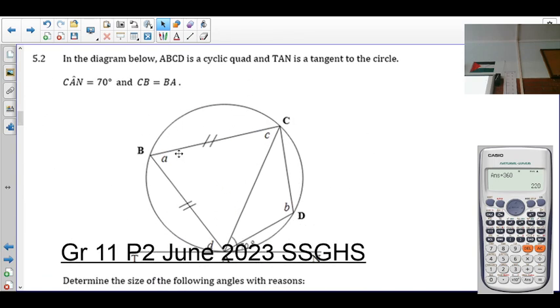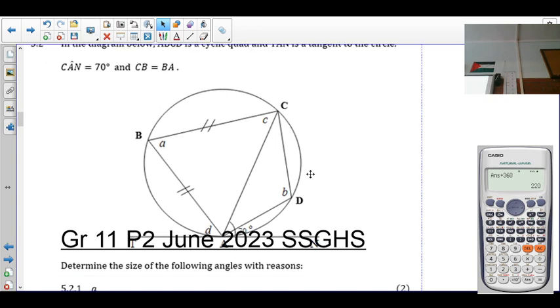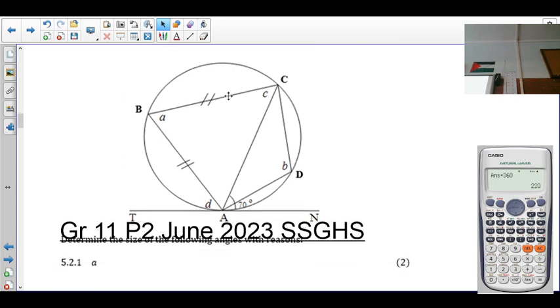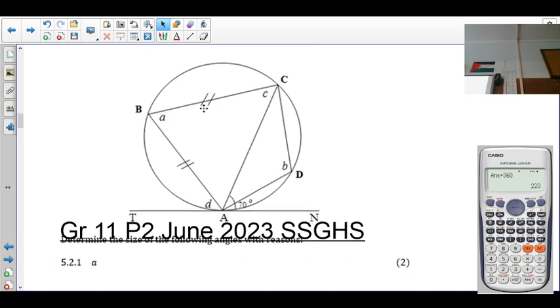5.2. You have been told that in the diagram below, ABC is a cyclic quad. So ABC is a cyclic quad, all cyclic properties are evident here. TAN is a tangent to the circle. CAN is 70 degrees, and then we are told that those lengths are equal. People, if these lengths are equal, what do we know? That angle will be equal to BAC, which is this angle here. Why? Angles opposite equal sides. Okay.